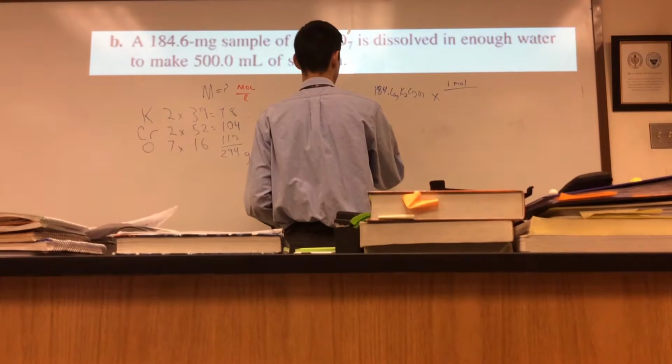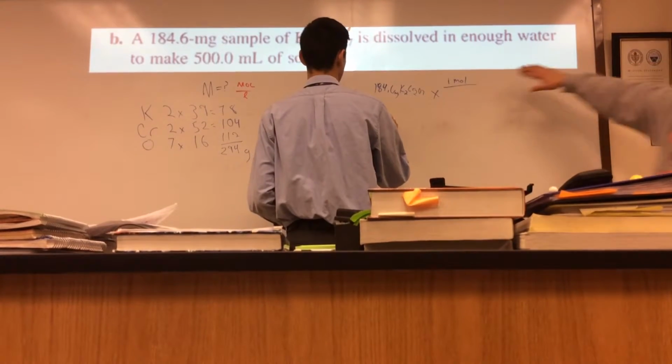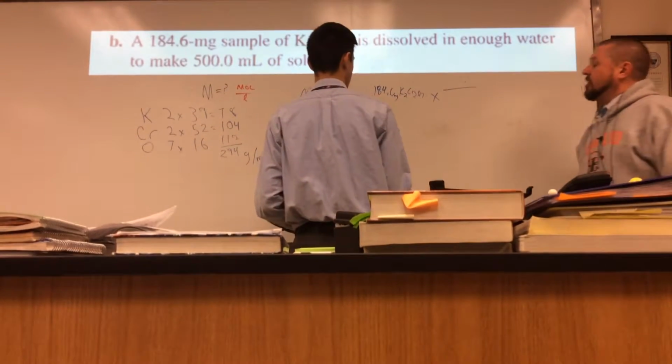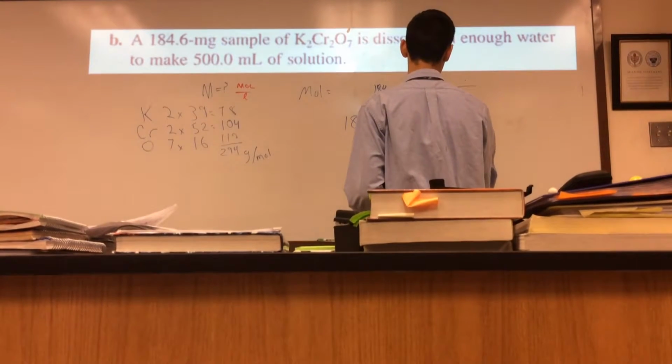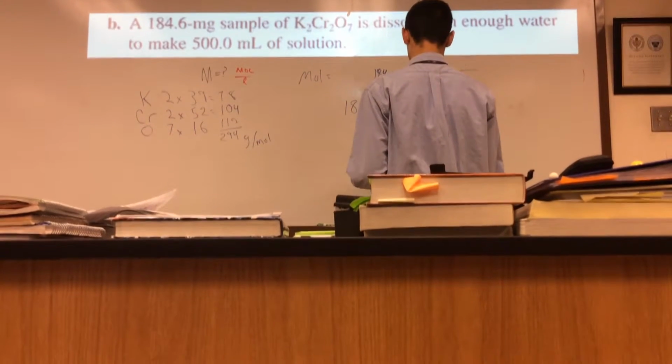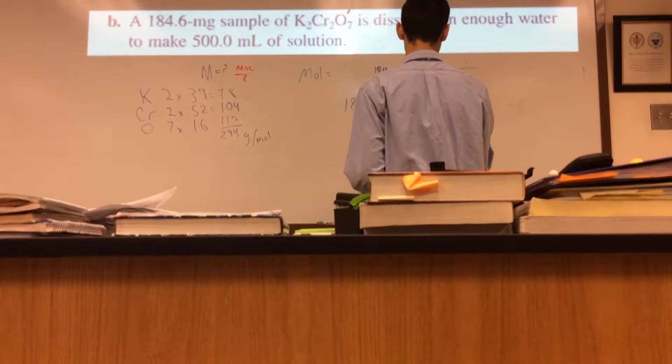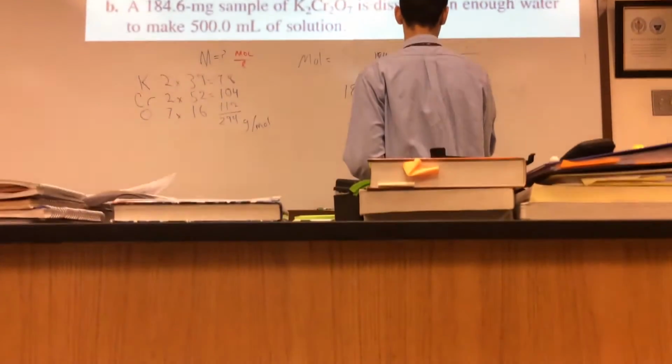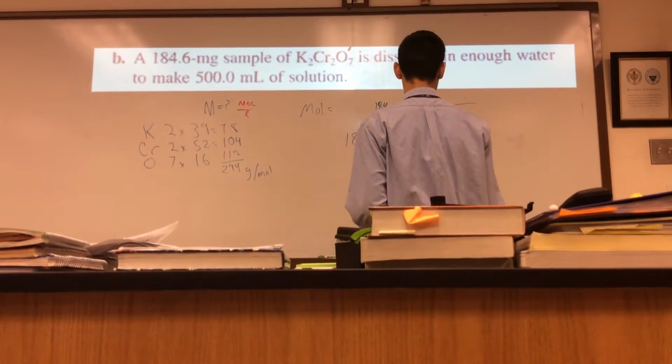Let's just build off of what you got. Let's get rid of this here. Look at this. 0.6 milligrams times. Get rid of milligrams. Turn it into grams. Okay, 0.001. Nice.